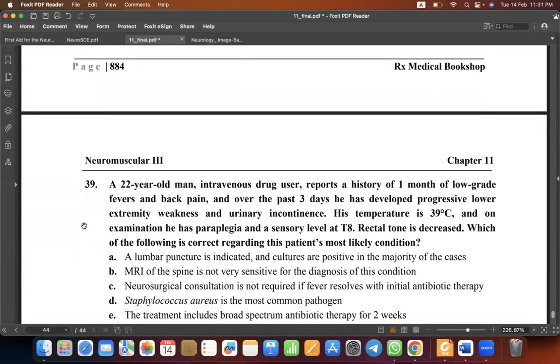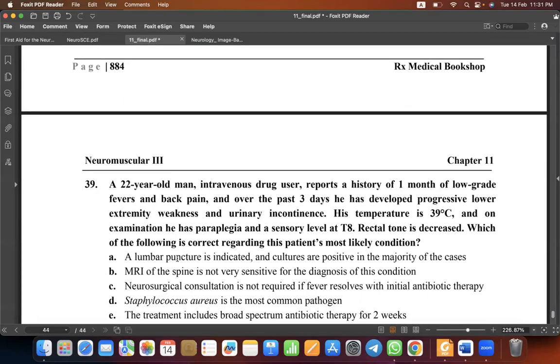Now, the last question. The patient is an intravenous drug user with a one month history of fever and back pain. Over the past 3 days, he has developed progressive lower extremity weakness and urinary incontinence. So there is back pain with fever, now developing cord compression, right? Over the span of one month. There is high temperature, there's paraplegia, sensory level at T8, rectal tone decreased. So I guess there could be some association. So what is the most common possibility here?